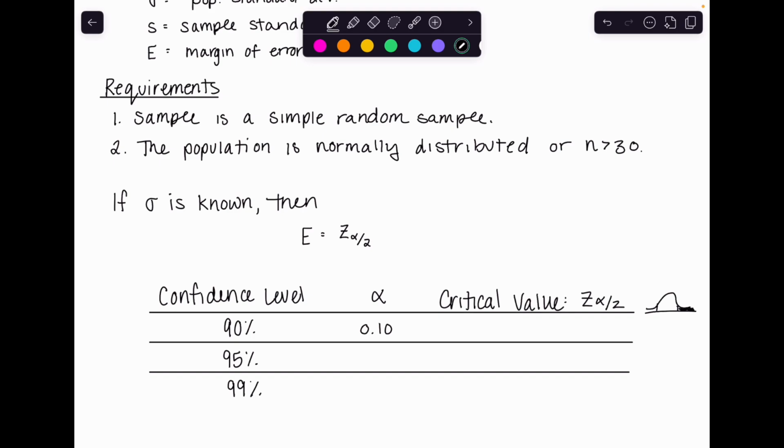So off to the side here would be 10% in total, which means you need 0.95 for that area to the left of here. So in that case, that critical value of Z ended up being 1.645. If you want a 95% confidence interval, then in this case your alpha is 0.05, and that value turned out to be 1.96, and 99% is the biggest. You need a critical value of 2.575.